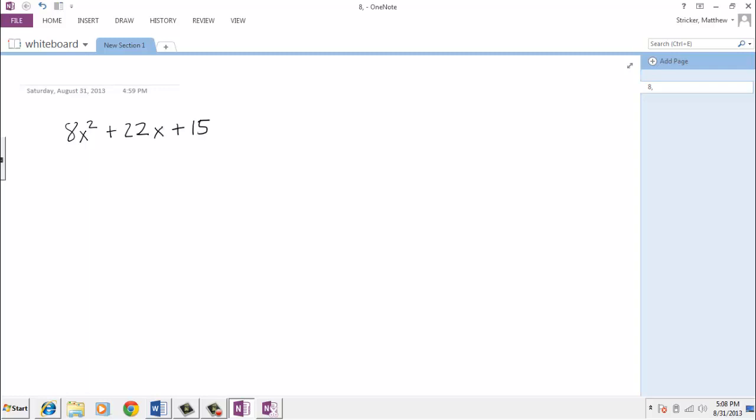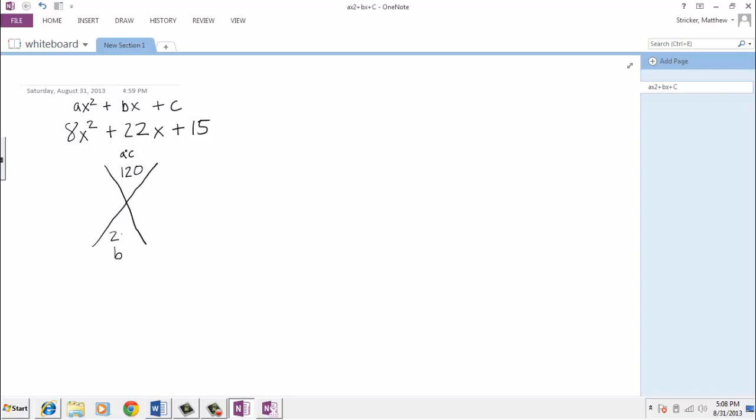One method that students will learn sometime is they'll make this diamond shaped thing, and what they're going to do is put a number here which is the product of a times c, where we have ax squared plus bx plus c. Here a would be 8 and c would be 15. So a times c would be 8 times 15, or in our case 120.